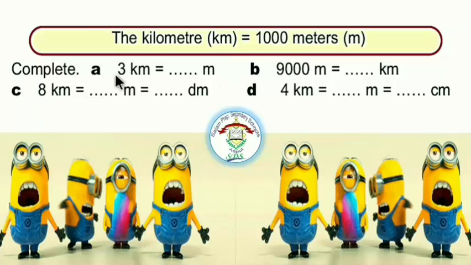Complete. 3 kilometers equal blank meters. When we move from the big to small, we will put zeros. From kilometer to meters, we will put 3 zeros because 1 kilometer equal 1000 meters. 3 kilometer equal 3000 meter.